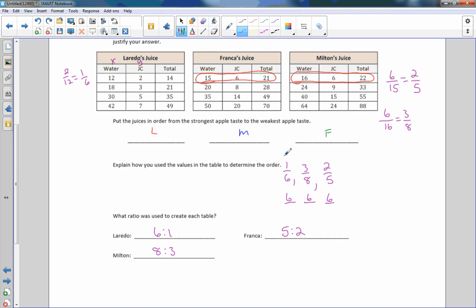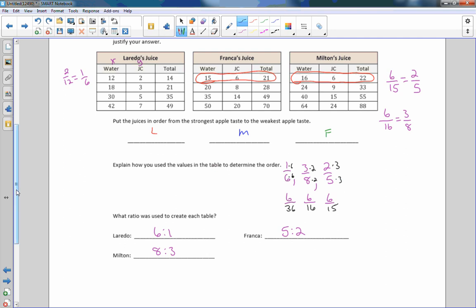So to multiply 1, to get 6 on the numerator, I had to multiply this by 6 over 6. So I'm multiplying 1 times 6 to get 6. 6 times 6 is 36. So 6/36 is 1/6. To get 6 here, I had to multiply the top and bottom by 2. 3 times 2 is 6. 8 times 2 is 16. So now I know that Laredo has a lot more water in his than Franca. And then finally, 2/5, 2 times 3 is 6, and 5 times 3 is 15. Okay? So that is Milton.